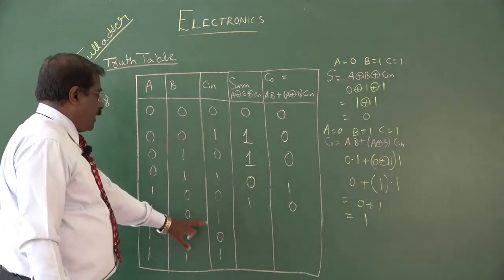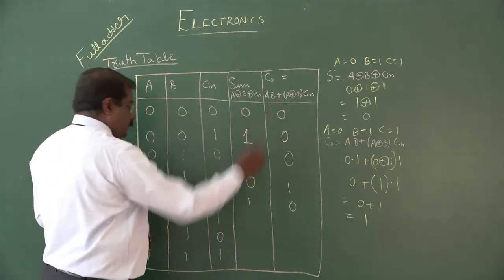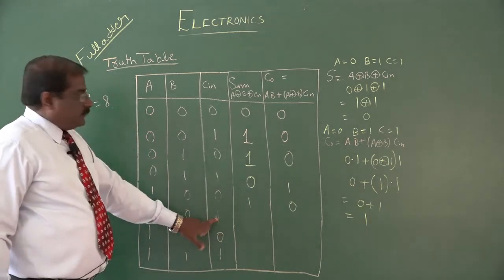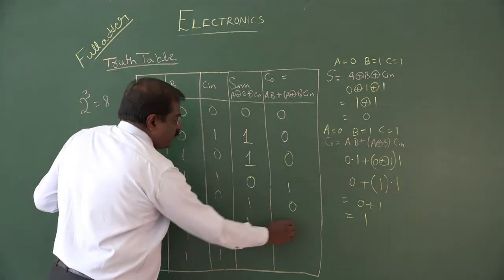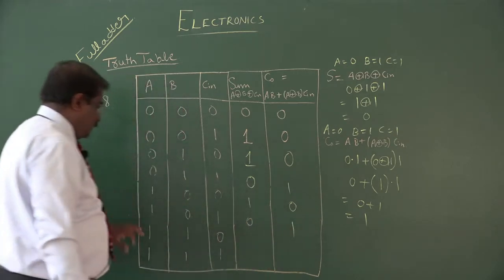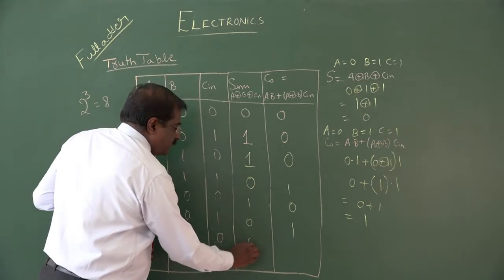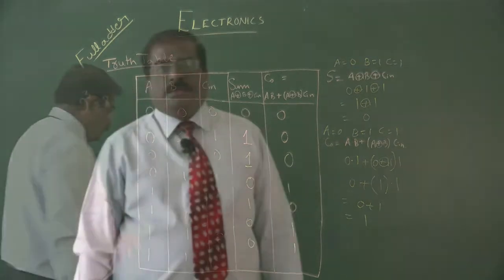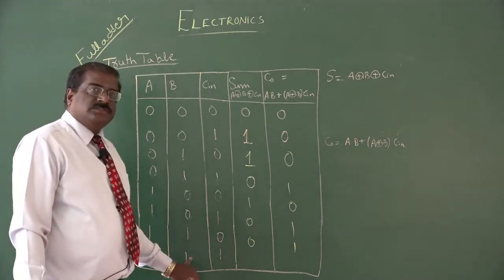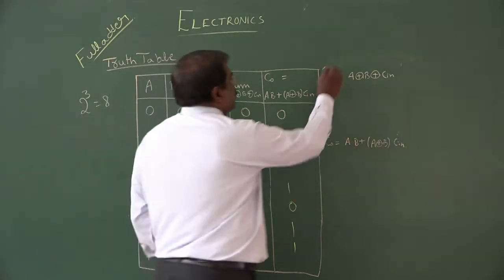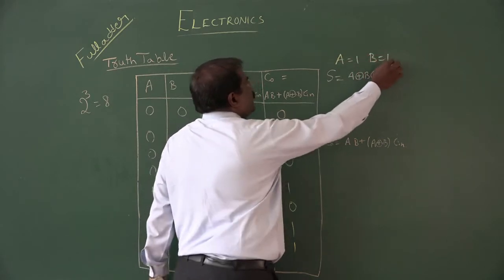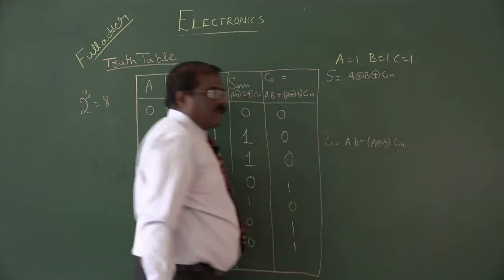Here 1, 0, 1, two ones in the same manner. At that time two ones occur. A is 1, C is 1. At that time sum will be 0, carry will be 1. So here also sum 0, carry 1. Now the value for A equals 1, B equals 1 and C equals 1.